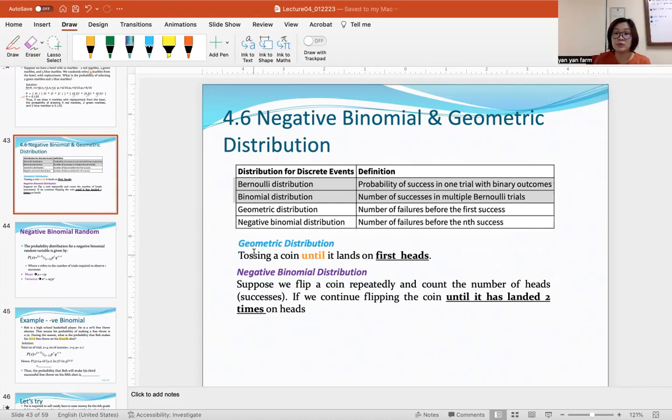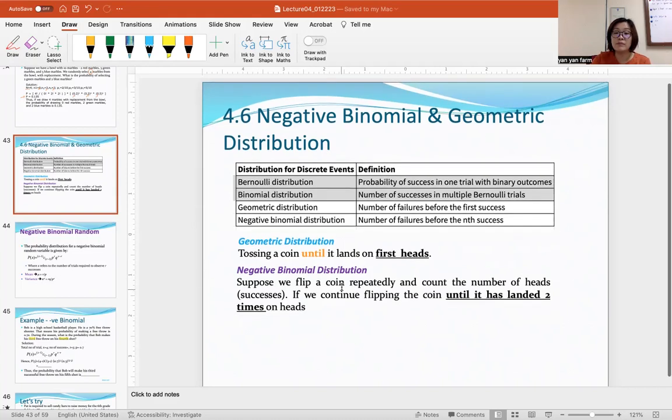That is geometric distribution. Negative binomial distribution is, suppose we flip a coin repeatedly and count the number of head successes. If we continue to flip a coin until it has landed 2 heads, that is the number of failures before n successes. I'm looking for more than 1 success. What is the probability that I flip a coin until I have 2 successes? That is negative binomial distribution.